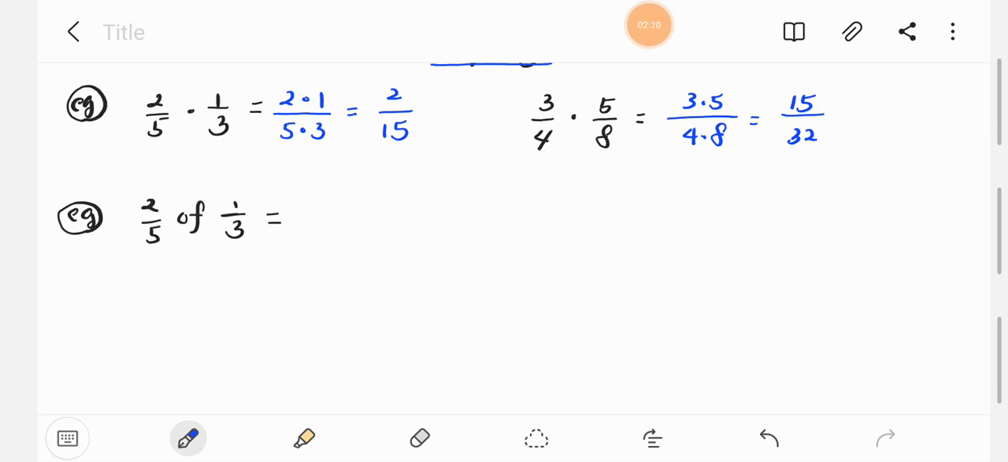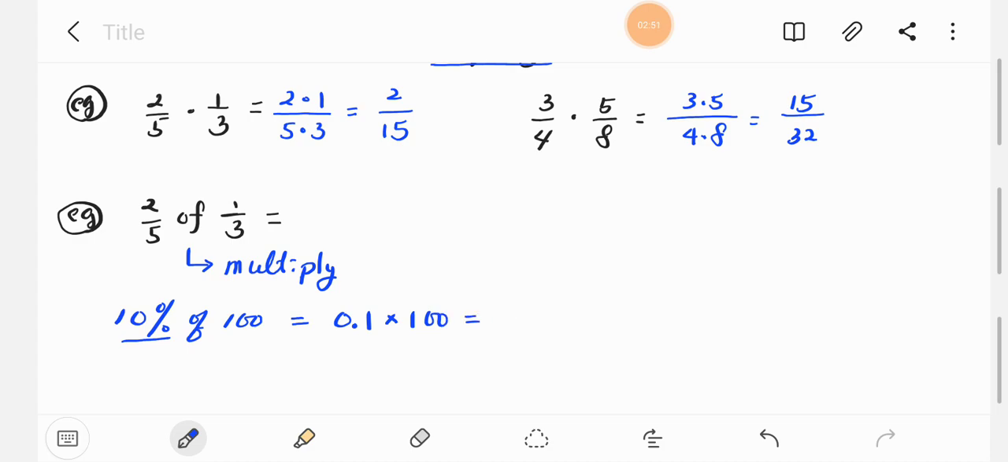2/5 of 1/3. What do you mean by this? This "of" means multiply. Something like this, 10% of 100. Then it will be 10% times 100. So 10% is 0.1, right? So 10% of 100 means 0.1 multiplied by 100, so it will be 10. So "of" will be used as a product, multiplication.